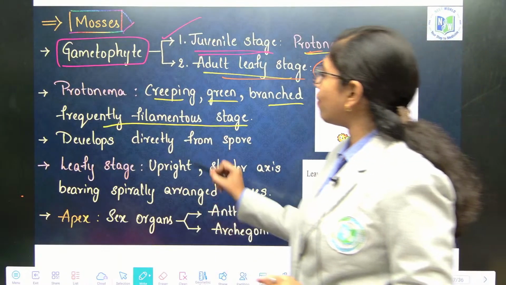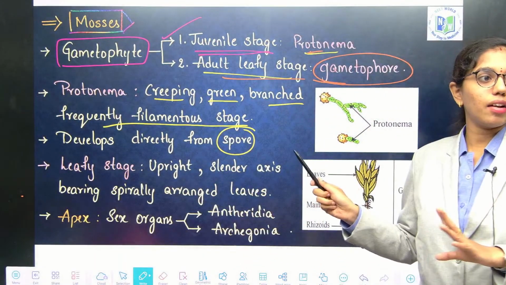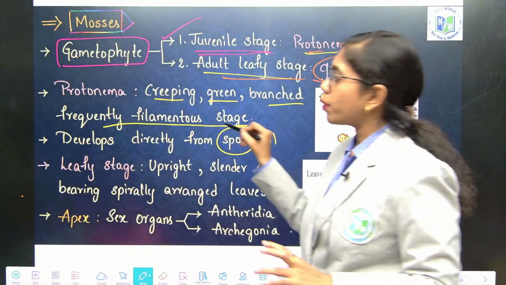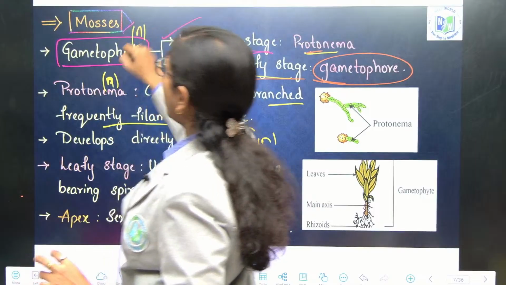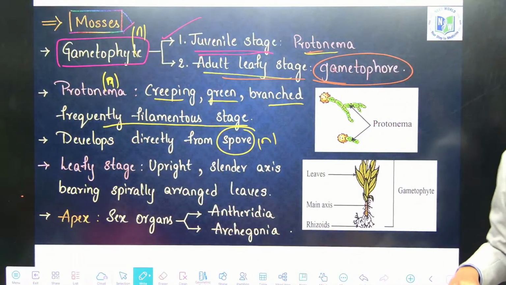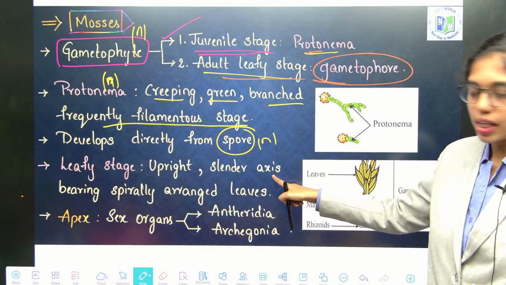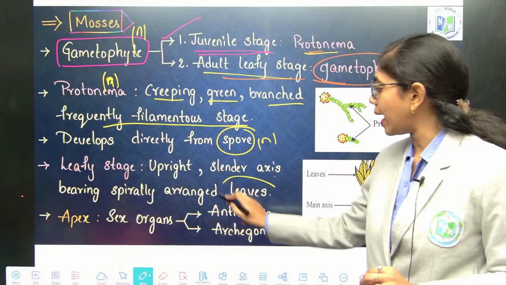And this develops directly from what? Spores. Spores will directly develop into the protonema. Spore ploidy will be haploid. Protonema ploidy will be haploid. Gametophyte ploidy will be haploid. Got it? Leafy stage. This later develops to what? Leafy stage, which is an upright slender axis bearing spirally arranged leaves.